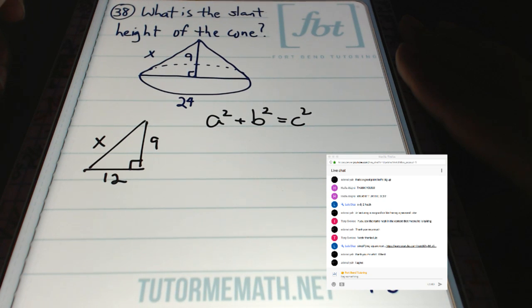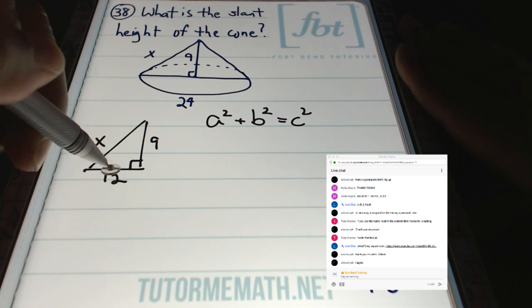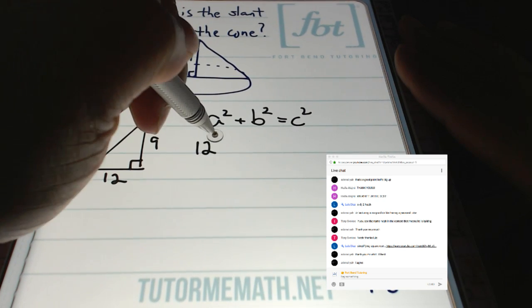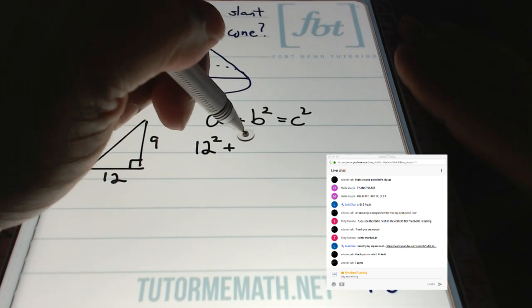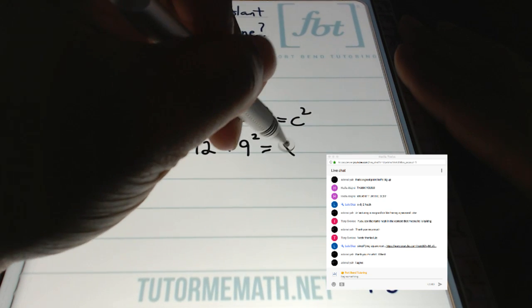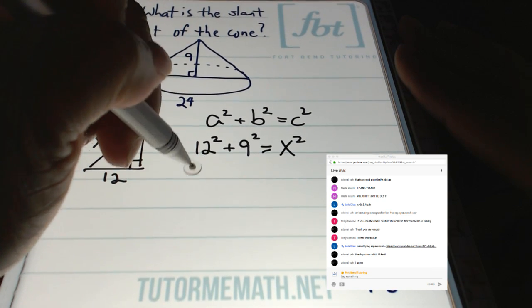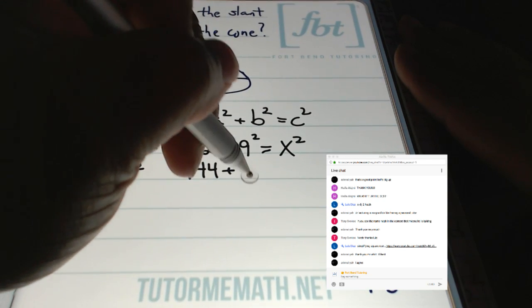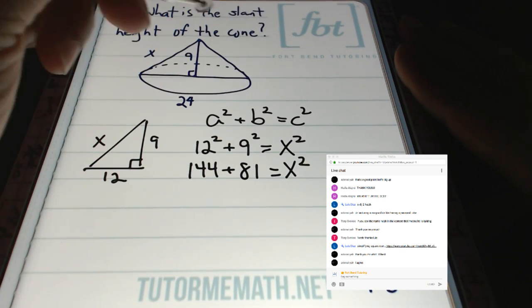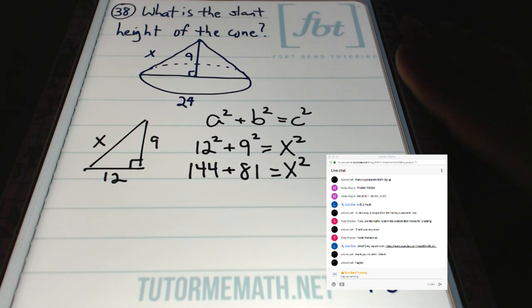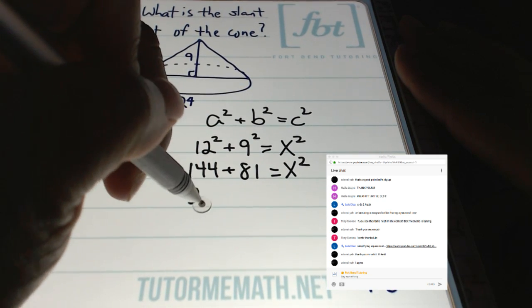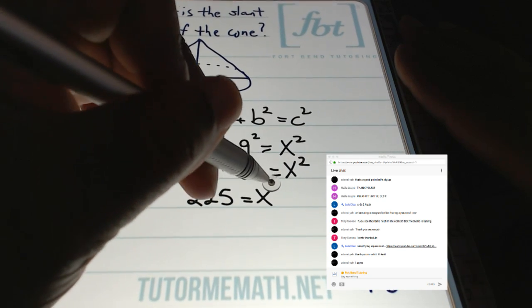Remember earlier, guys, I told you that it didn't matter how we label our legs as long as the hypotenuse is the C value here. So we'll say that the 12 will be my A value. So we'll call that 12 squared plus our B value, which is 9 squared. And this has to equal X squared here. Continuing this process, 12 times 12 gives you 144. The 9 times 9 gives you 81. Then we're going to add these two values together, 144 plus 81. Isn't this 225, guys?